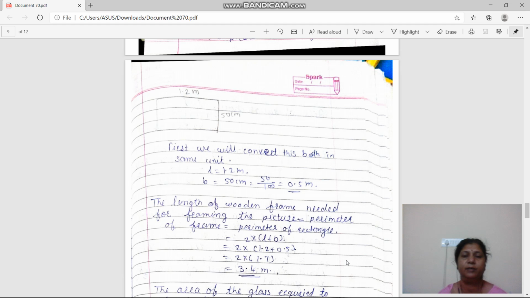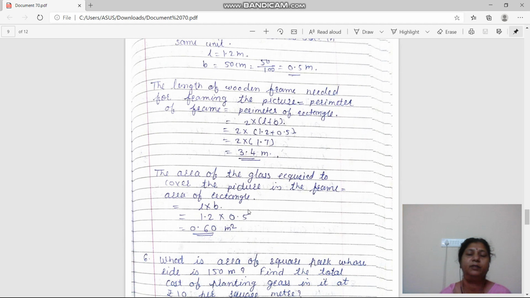Okay, now next, the area of the glass required to cover the picture in the frame means we have to calculate the area of the rectangle. So area is equal to length into breadth, that is 1.5 multiplied by 0.5, we get 0.75 meter square. Get it? Perimeter is in meter and area is in square meter. Okay, fine, we'll start the next example.